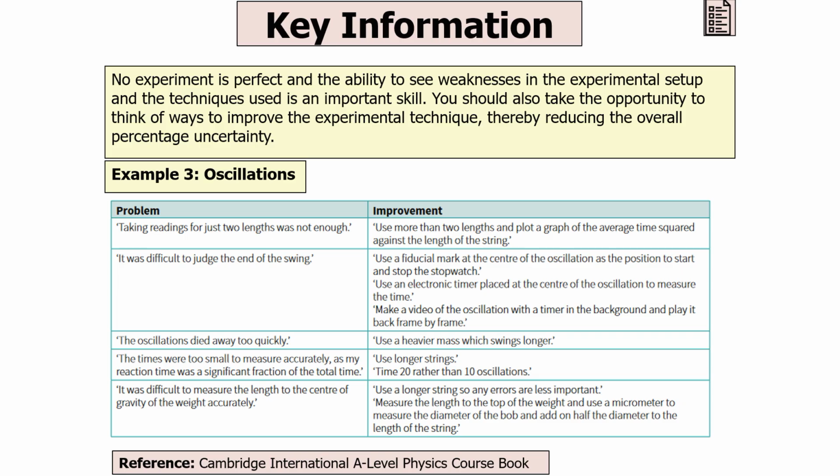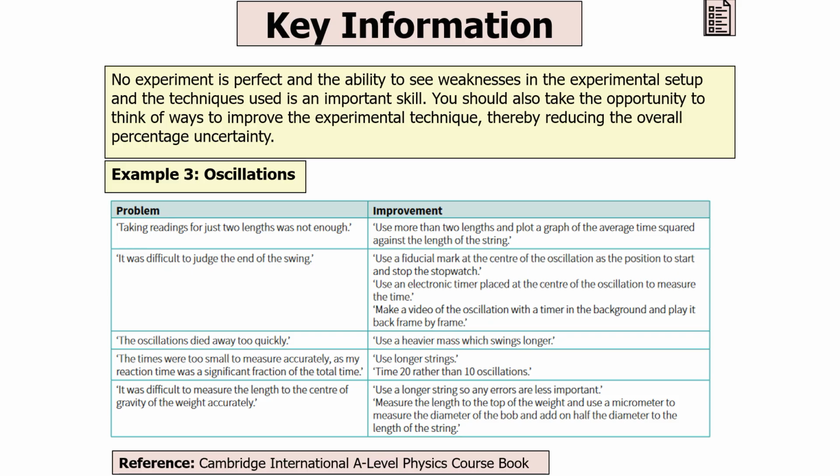The oscillations died away too quickly. Use a heavier mass which swings longer. The times were too small to measure accurately, as my reaction time was a significant fraction of the total time, so you could use a longer string, or time 20 rather than 10 oscillations. Or it could be difficult to measure the length to the center of gravity of the weight accurately, so use a longer string so the error has less of a proportion to the value.